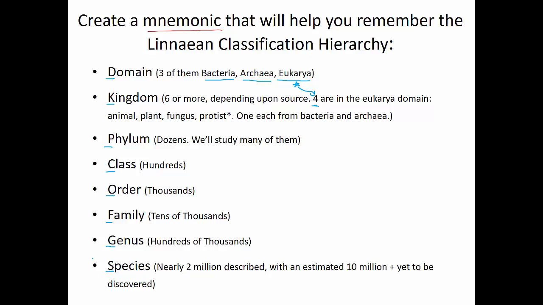Creating a mnemonic is where you use the first letter of each of these words, the ones that I've underlined in blue, and you create a sentence out of it. For example, "Dear King Philip, come over for great spices." Okay, doesn't quite make sense. You can come up with something better, I am sure. So take a minute, write down this classification hierarchy in this order, and come up with a mnemonic so you will remember it.